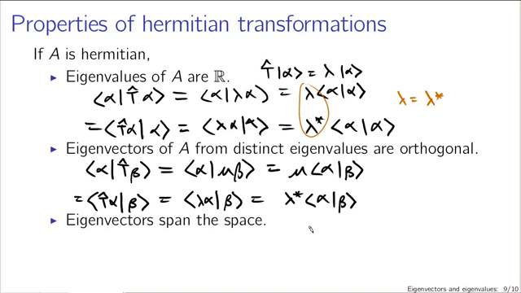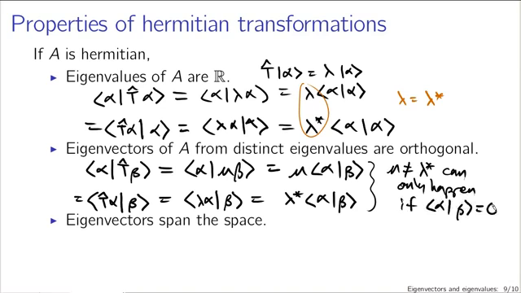If these two things are going to be equal to each other, and mu does not equal lambda, or mu does not equal lambda star, this can only happen if alpha inner product with beta is equal to 0. This is really nice because this tells you that the eigenvectors are orthogonal.